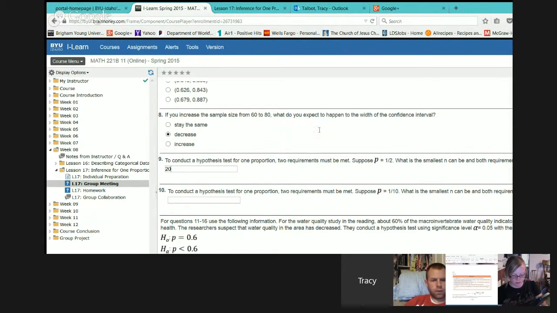Suppose P equals 1/2. What is the smallest N can be for both requirements to be met? Oh, I did the algebra way on both sides. The NP and the N, 1 minus P, and they both equal 20. Okay, it might be right. Okay, so plug in 0.10 instead of the P?